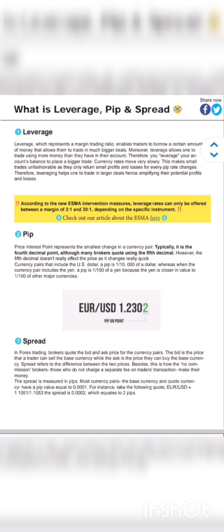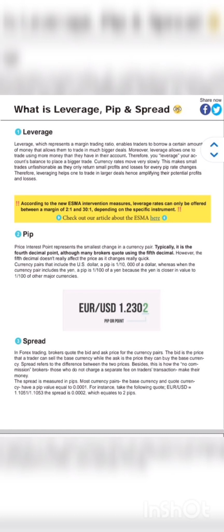unless you're a pro. What is leverage, guys, and pip and spread? Leverage, which represents a margin trading ratio, enables traders to borrow a certain amount of money that allows them to trade in much bigger deals. Moreover, leverage allows one to trade using more money than they have in their account.